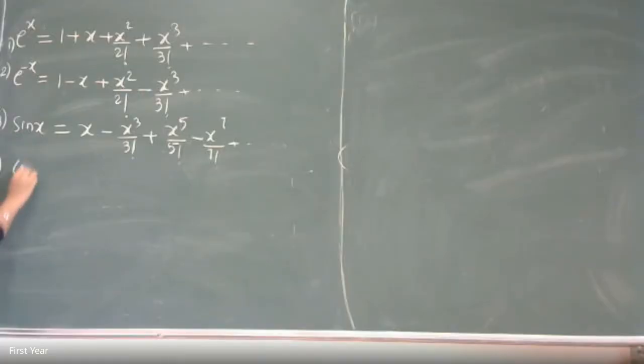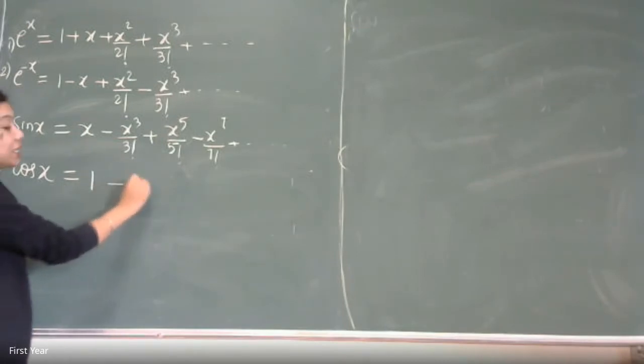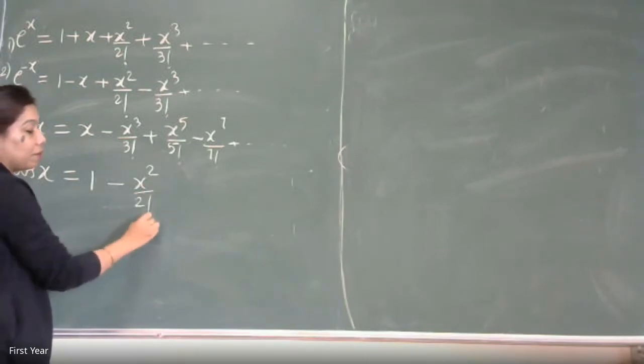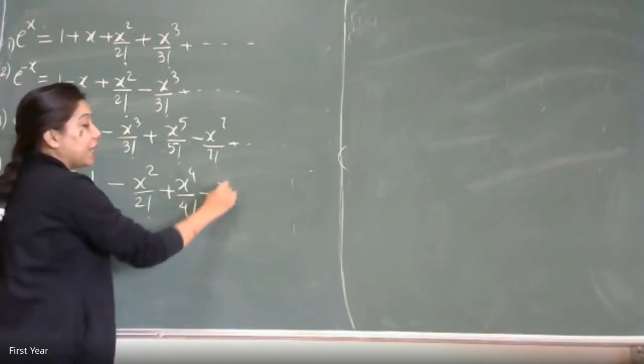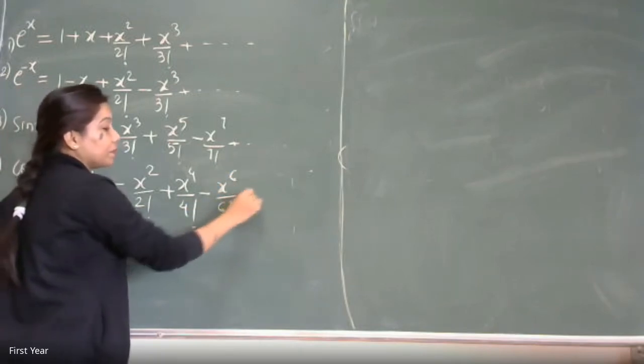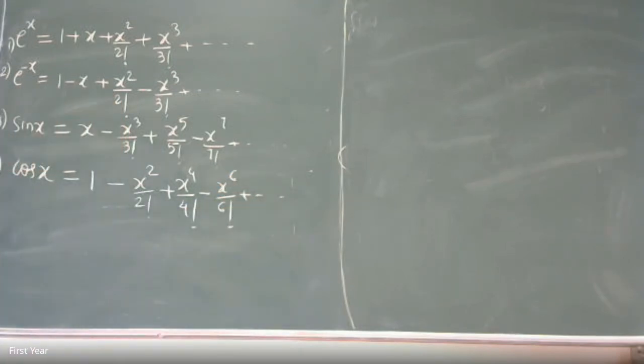Yes, ma'am. On the same basis, who will tell me what the expansion for cos x is then? What type of function is cos x? Even function, right? So which powers it will have? Even powers. So what are even powers? X to the power 0, which is constant, 1, minus x square by 2 factorial plus x raised to 4 by 4 factorial. I am simultaneously telling you how to remember also. This is your cos x.